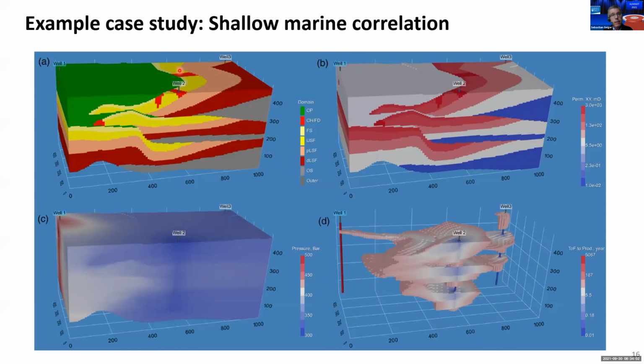What you see here is a 3D model with the different geological domains, with the different reservoir facies, permeability distributions, pressure distributions, and the time of flight that tell us how the different reservoir facies are connected to each other, where we would see more effective sweep, less effective sweep, where we see the biggest risk of breakthrough of the injected fluid phase, be it cold water in the geothermal reservoir, CO2 in a carbon capture and storage application, or water during the water flood.